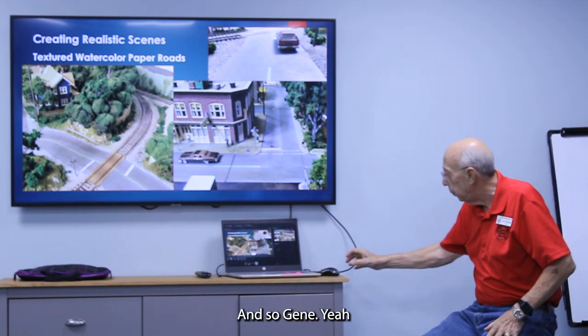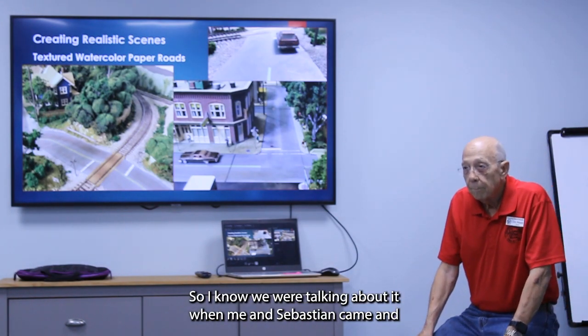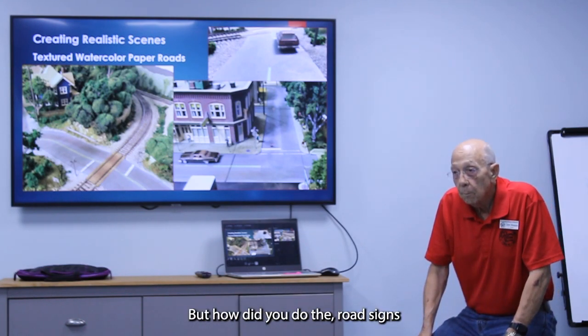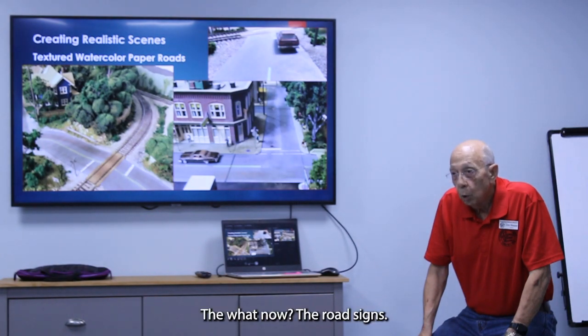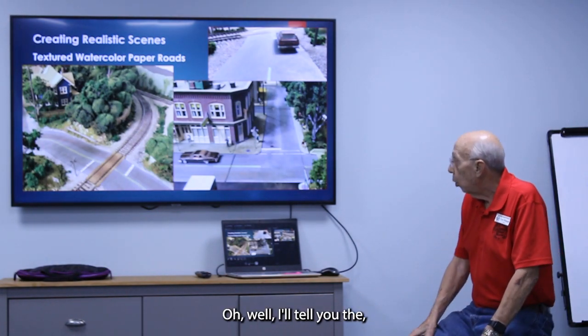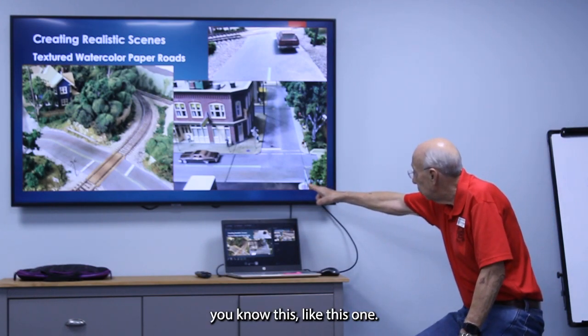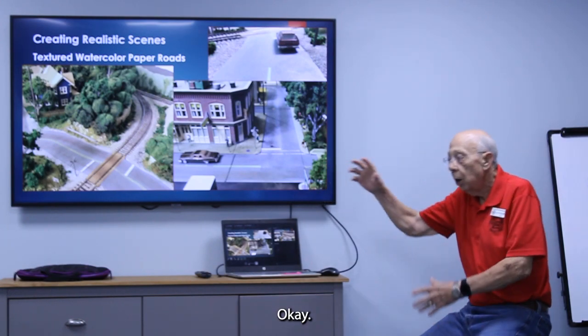All right. And so, Gene. Yeah. I know we were talking about it when Sebastian and I came and saw your layout, but how did you do the road signs? The what now? The road signs. Oh, I'll tell you. Now this one, I'll have a better view.